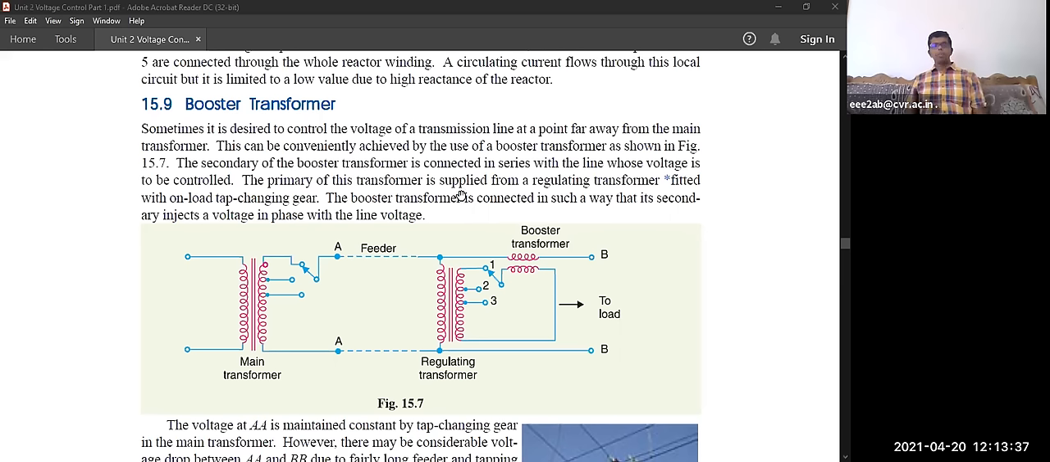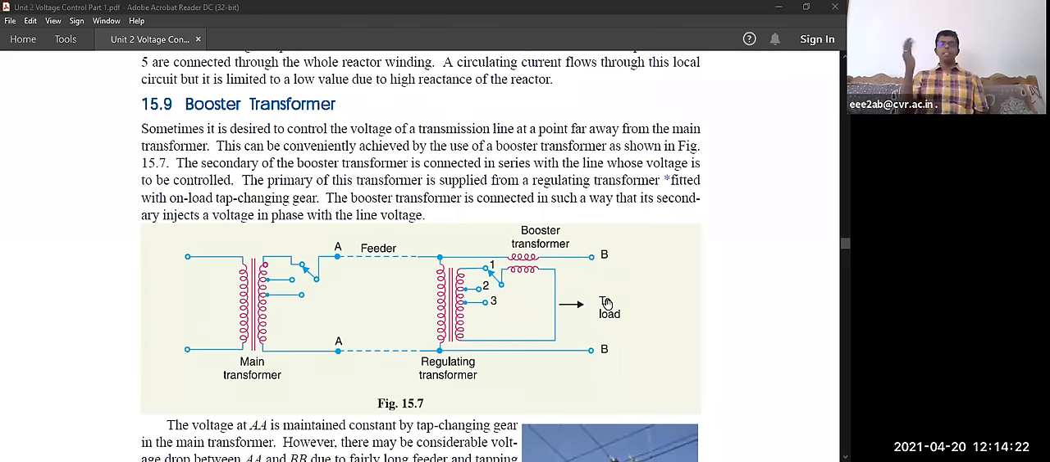The primary of the transformer is supplied from a regulating transformer fitted with on-load tap changing gear. So this is the on-load tap changing gear. The primary is connected like this, and the secondary is connected in series with the line. The booster transformer is connected in such a way that the secondary injects the voltage in phase with the line voltage.